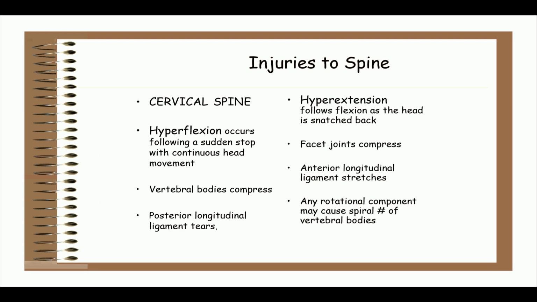So looking specifically at the cervical spine, the two types of injuries that can occur are hyperflexion and hyperextension injuries. Hyperflexion occurs when there's a sudden stop and the head still keeps on moving, and this can result in compression of the cervical spine and tears to the posterior longitudinal ligaments. Hyperextension follows when there's flexion as the head is snatched back. It compresses the facet joints and stretches the anterior longitudinal ligaments. So any rotational component may cause spiral fractures of the vertebral bodies.